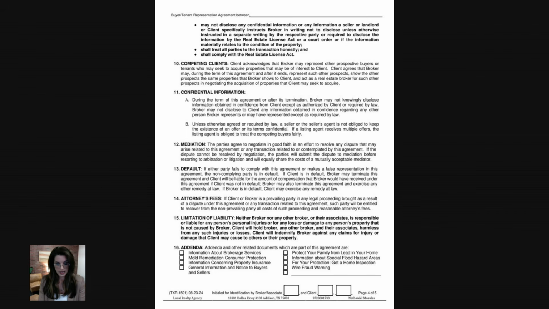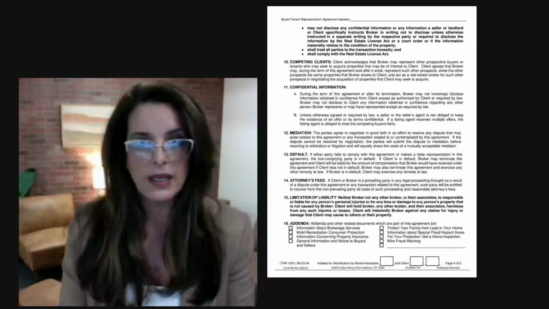It just says that if anybody defaults, the broker could default, the client could default. It breaks down your options if somebody defaults. We go paragraph 14, attorney fees. It just says that whoever wins, the prevailing party, could go and also seek attorney fees. Then we go into limitation of liability. This is an interesting one.